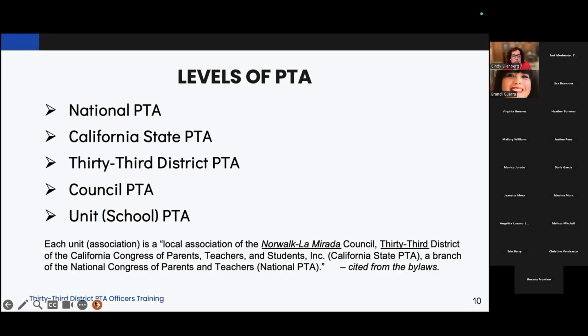And from your bylaws, every bylaws has the following statement. Each unit or association is a local association of your council, and in this case, it's Norwalk La Mirada Council, 33rd District PTA, and California State PTA, which is also a branch of the National Congress of Parents and Teachers, the National PTA. So it's in your bylaws, this hierarchy, and that we are all part of national and state, as well as 33rd.